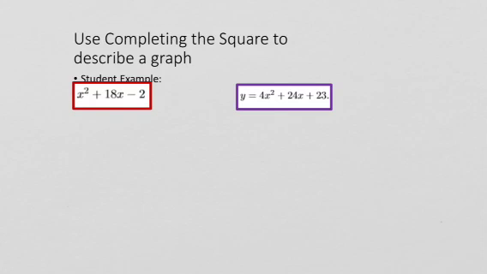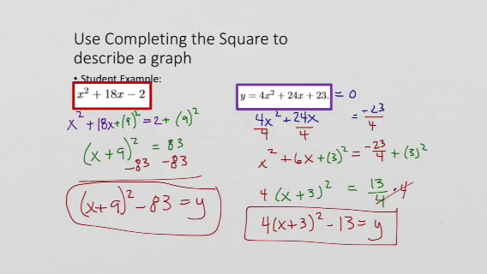Here are 2 student examples. You should pause the video now and attempt them on your own, and then come back and check your work. Now you should check your work, make sure you got the same answer that we did at the bottom, and then you are able to move on to your homework for completing the square. That is the end of this video.